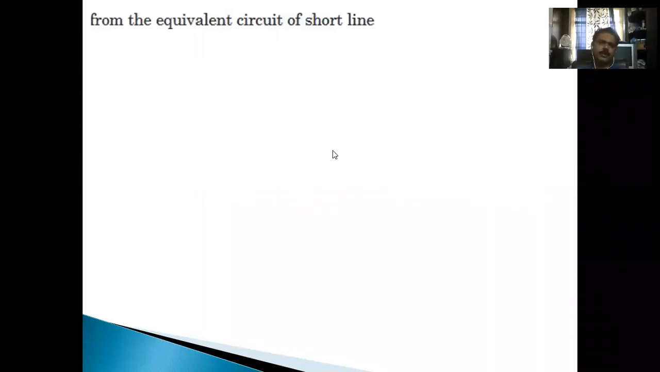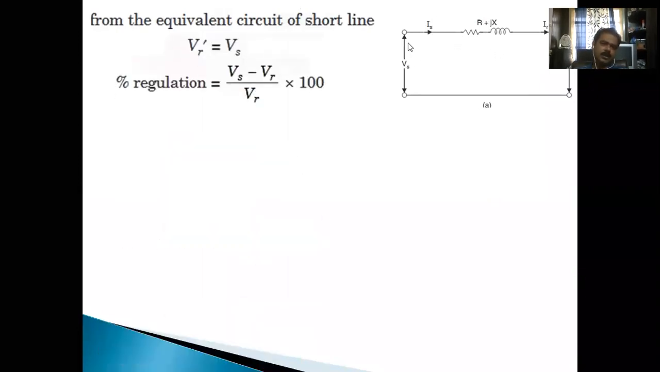Now, from the equivalent circuit of a transmission line, this is the equivalent circuit of a transmission line. Simply it is represented by a resistance and reactance. So here, if we observe, what is VR dash? VR dash represents no load conditions. While calculating regulation mathematically, it is represented by the change in no load voltage to full load voltage, divided by full load voltage, into 100. Okay.